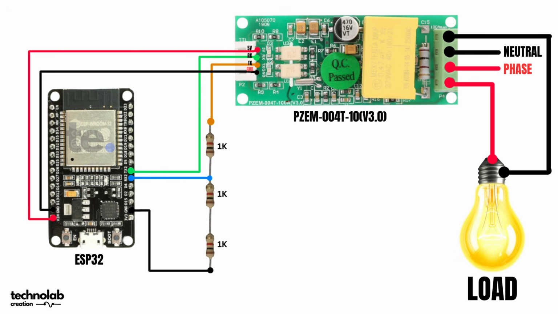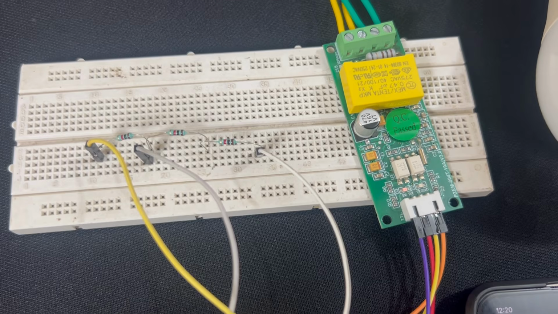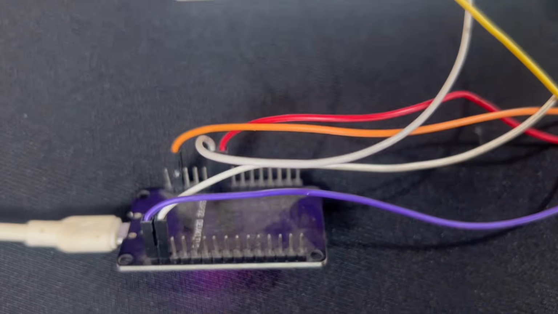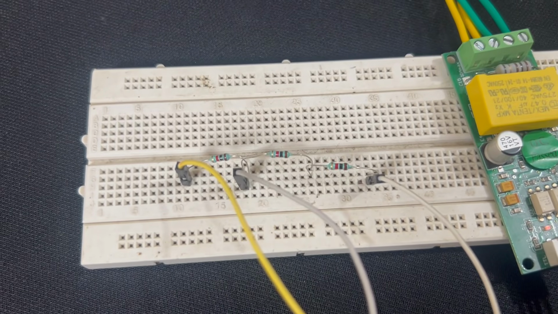Now make the connections of the ESP32 and PZEM sensor along with the load as per this connection diagram, and be careful while making the connections because this connection requires some AC connections as well. So be careful while making the connections. Here I have completed all the connections. I have connected this PZEM sensor to this ESP32 via this voltage divider circuit.